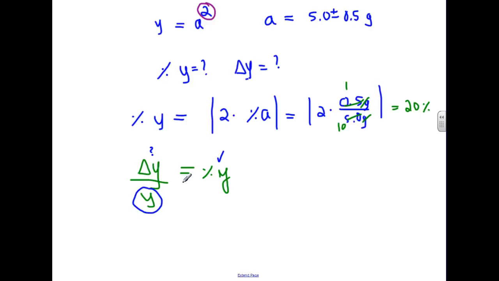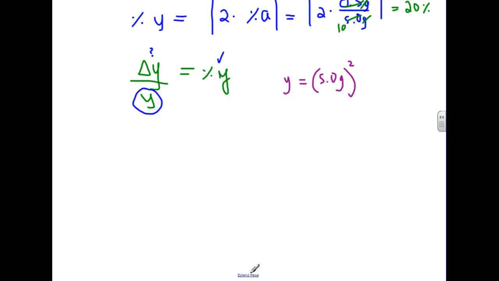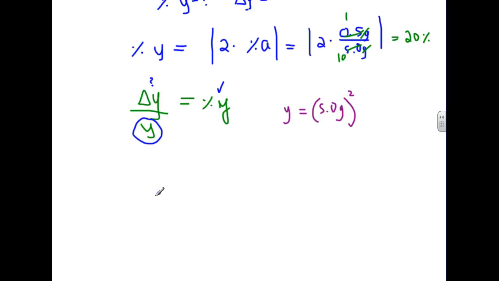So what's the value of y? Well, it's just a squared. See this? Y is a squared, which is 5 grams squared. So y is 25 square grams. This is a strange idea, but let's plug that in. 25 grams squared.